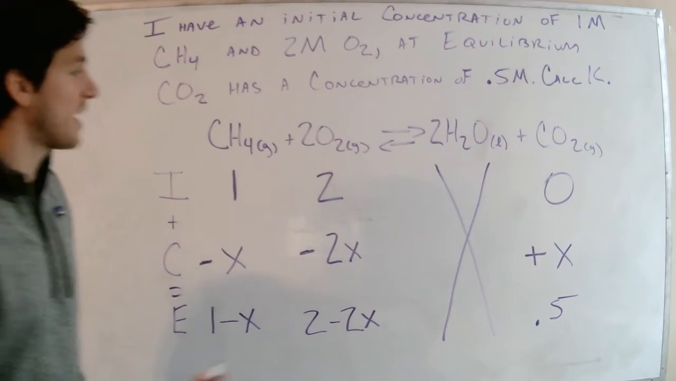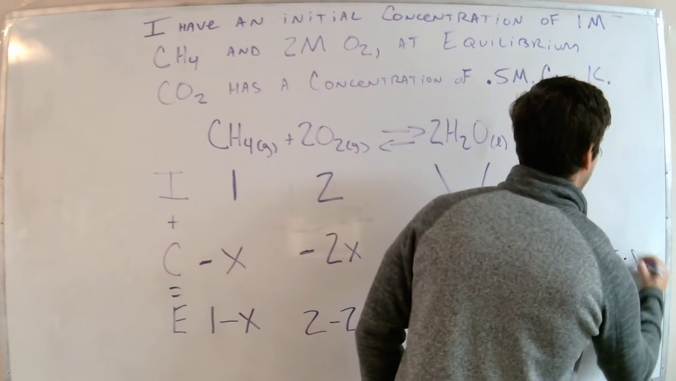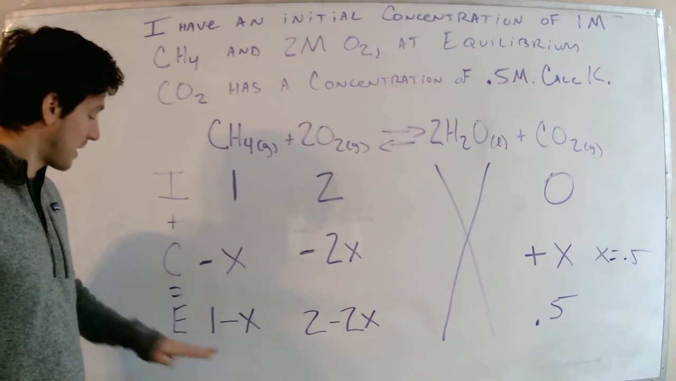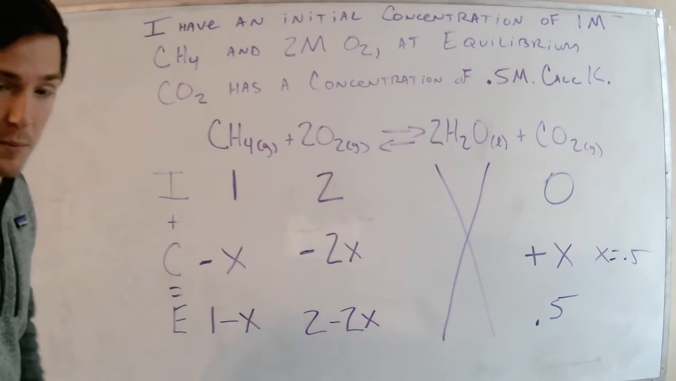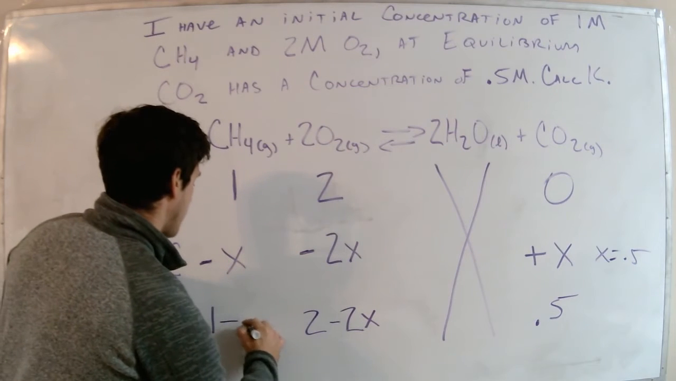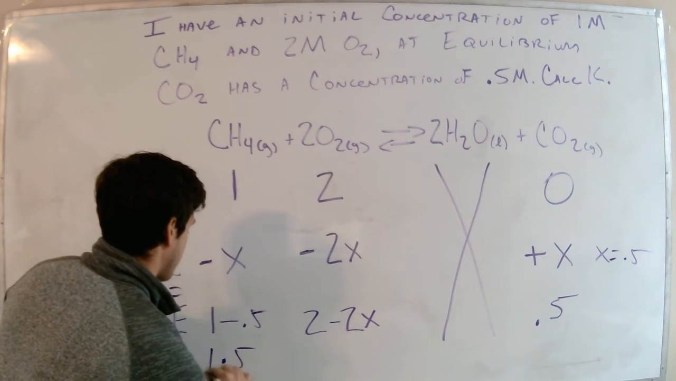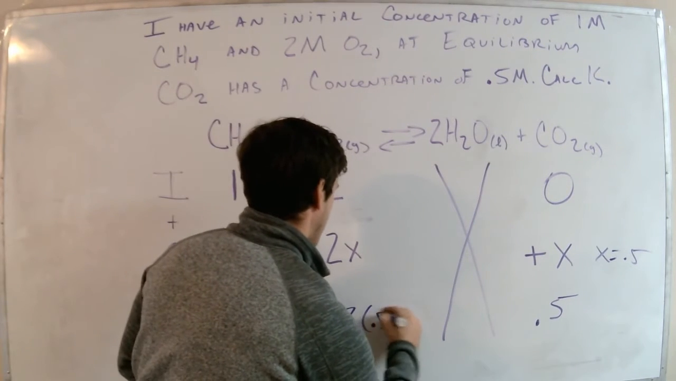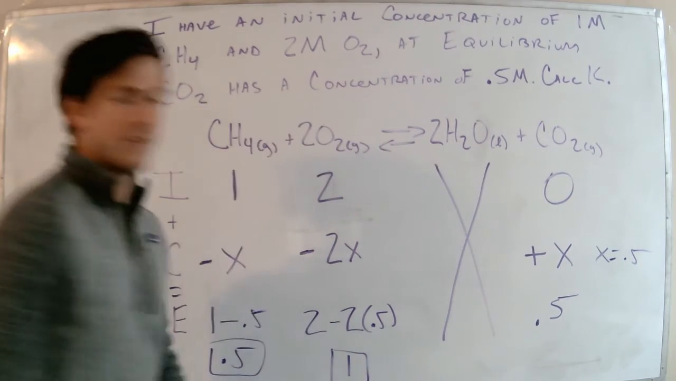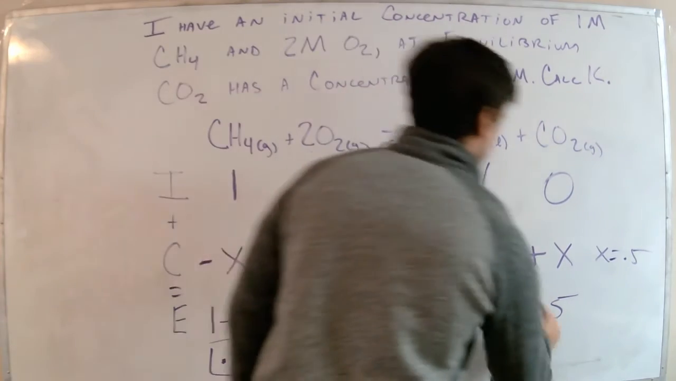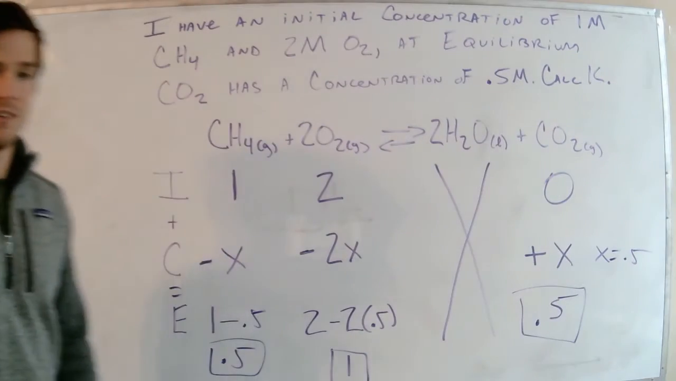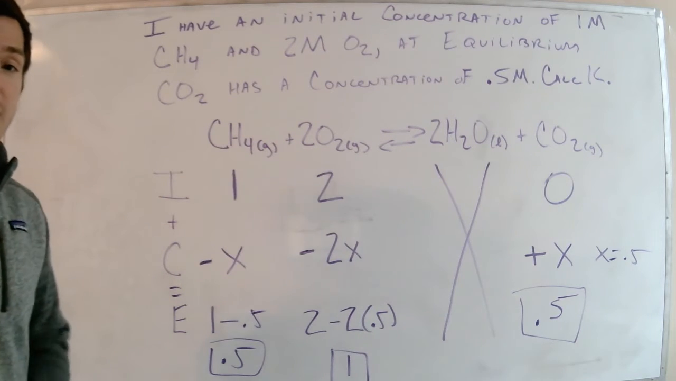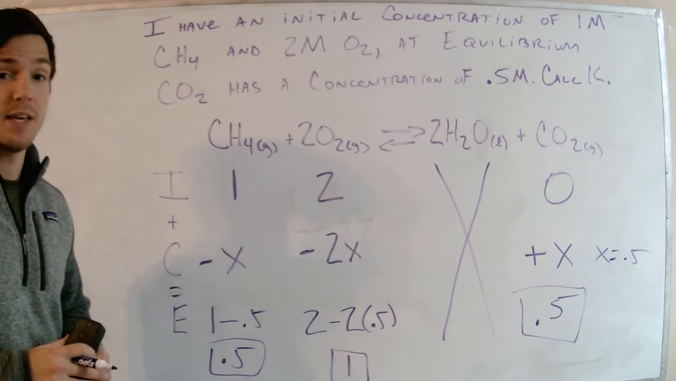So then that means now that I know that x equals 0.5, I could solve for these guys. I could figure out their equilibrium concentrations now. I now know that this guy's equilibrium concentration is now 0.5. I know that this guy's equilibrium concentration is now 1. And of course, we know that this guy's equilibrium concentration is now 0.5. I'm not done yet, right? I still got to solve for K.